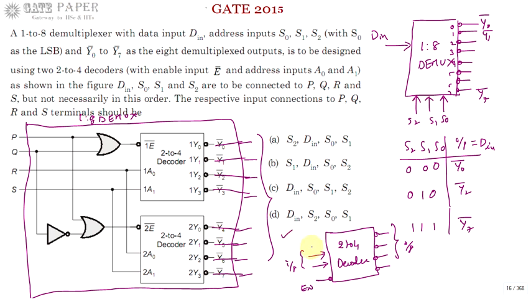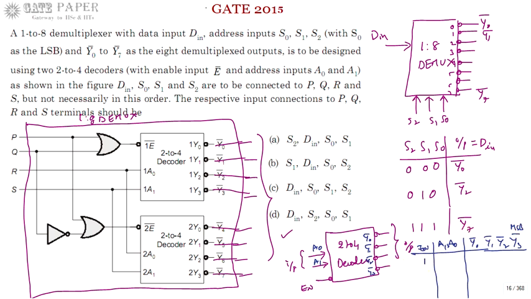So the inputs are A0 and A1. A1 is MSB, A0 is LSB. And the outputs are Y0 bar, Y1 bar, Y2 bar and Y3 bar. This is the enable signal, and enable is an active low signal. Active low means whenever enable is 0, only then it performs the decoding operation, otherwise it doesn't. Output depends on input only when enabled. The chip enable is taken with the help of the enable signal. Y3 bar is MSB, remember this, and Y0 bar is LSB.